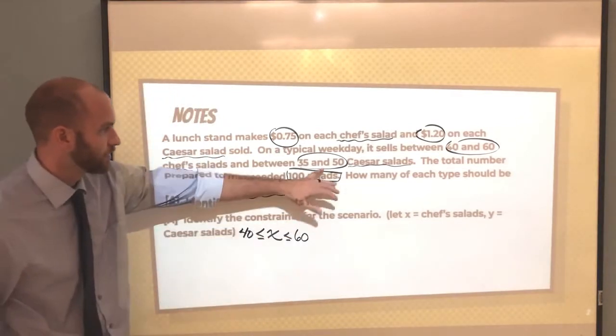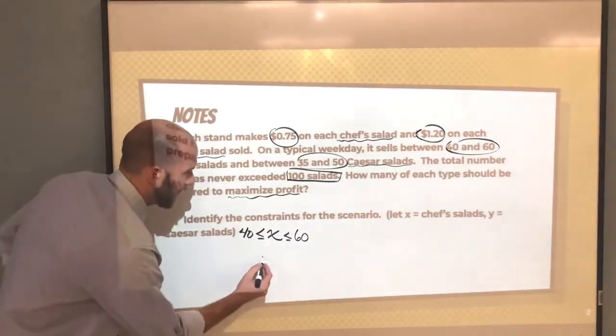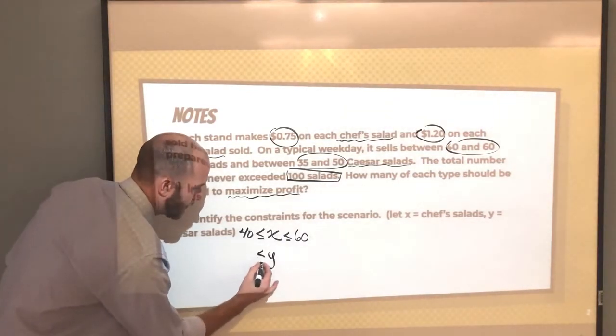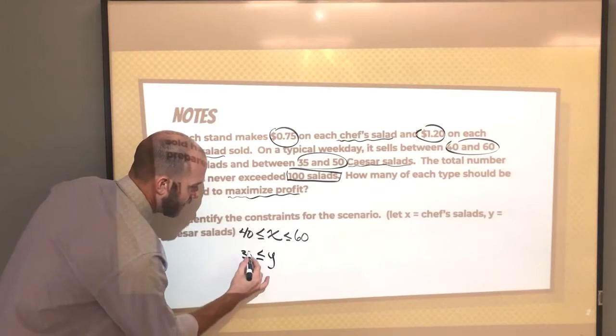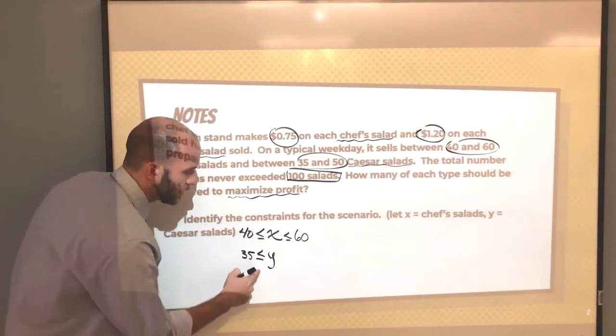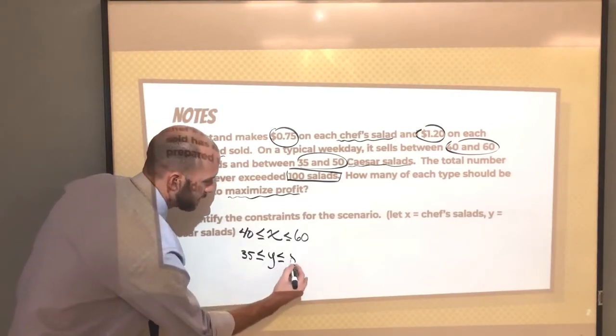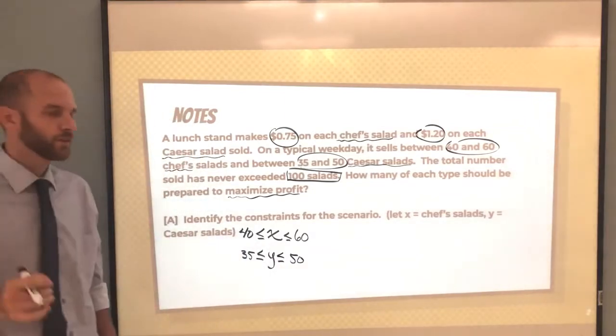And on the Caesar salads, that's our Y, we want it to be between 35 and 50. So Y is greater than or equal to 35, or 35 is less than or equal to Y is less than or equal to 50. That's our constraints for this situation.